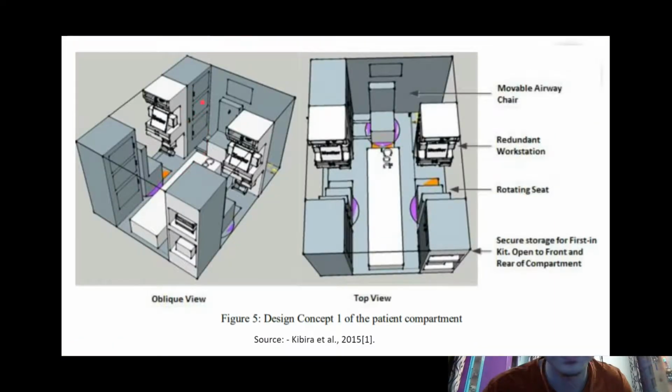A lot of equipment is stored and very well secured. No equipment can come out and become a projectile which can hurt the EMS people or the patient itself.